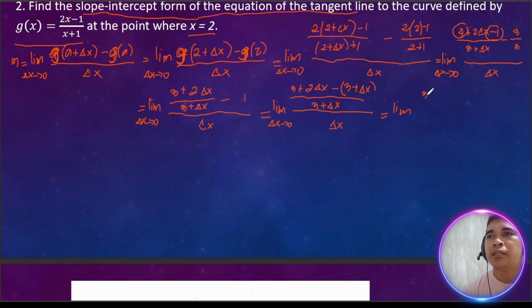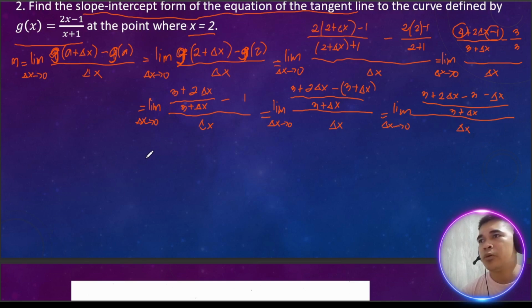We get 3 plus 2 delta x minus 3 minus delta x, all over 3 plus delta x, all over delta x, as delta x approaches 0. So we get 3 and negative 3, that is 0. So we got 2 delta x minus delta x. So what is remaining? Delta x over 3 plus delta x, all over delta x, as delta x approaches 0.